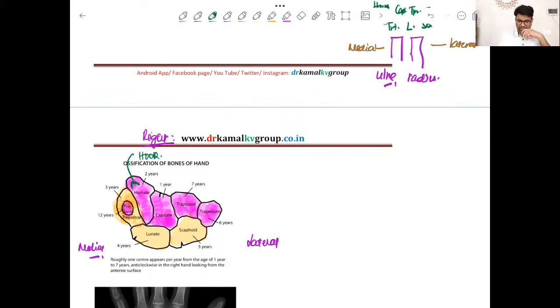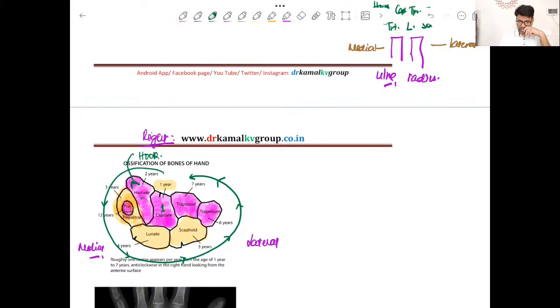So we will start with the largest bone, that is capitate. So capitate first, and then we will rotate anti-clockwise. So how is this anti-clockwise? It will go something like this, right? So this is anti-clockwise. Clear? So capitate is at 1 year. If you see an X-ray of a child who is 1 year old, you will see only one carpal bone, and that is capitate, right?